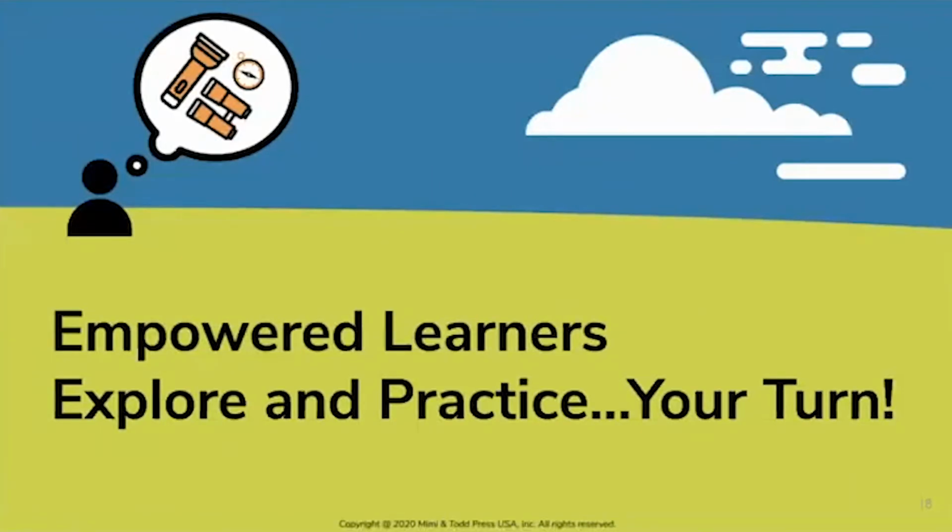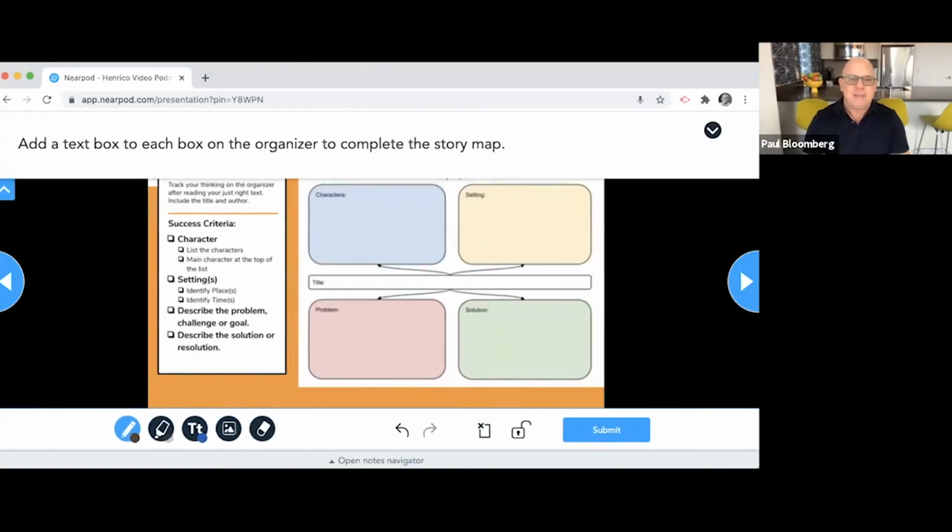So next up in the toolkit is a chance for kids to explore and practice. In this particular example, kids are choosing their own text. And we really wanted kids to have a lot of choice and voice because it increases motivation. It also supports efficacy, right? And so in this particular example, kids can read any story they want on their own. It has to be independent. And then they take it for a spin by themselves. And in this example, we also use the draw tool. And so you can see right here, they have to add a text box to each box on the organizer to complete the story map.